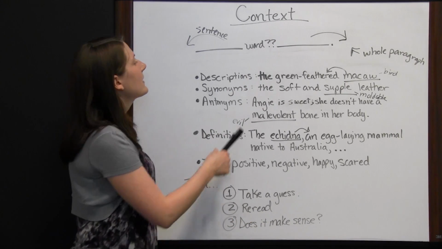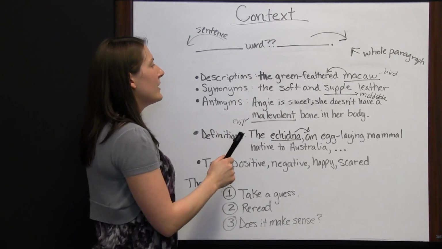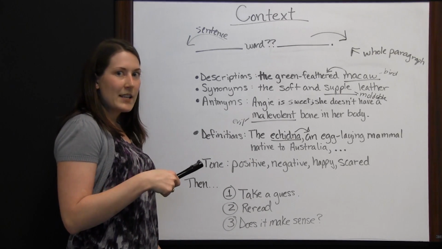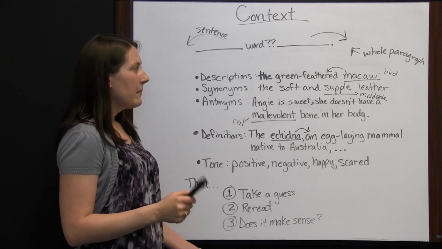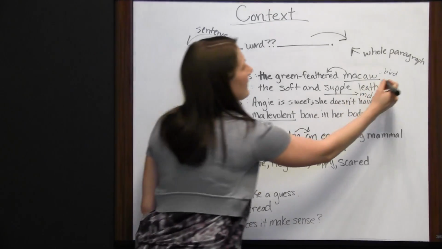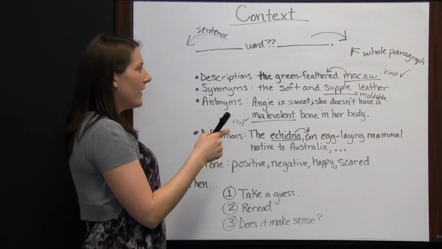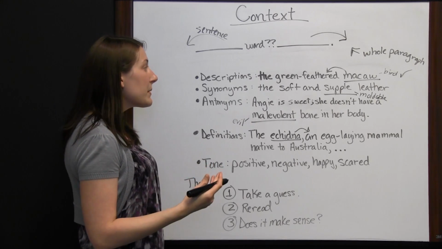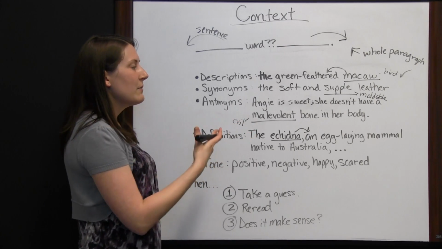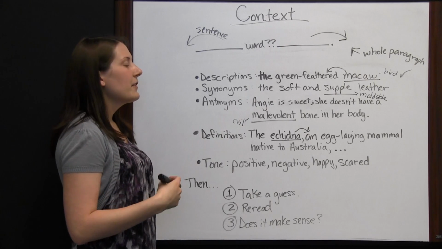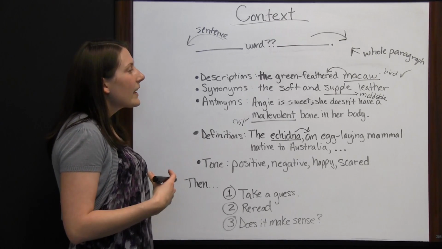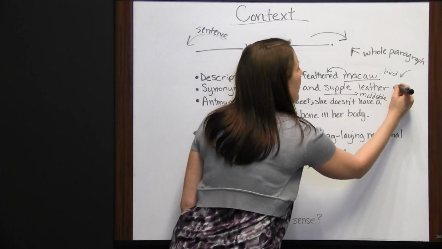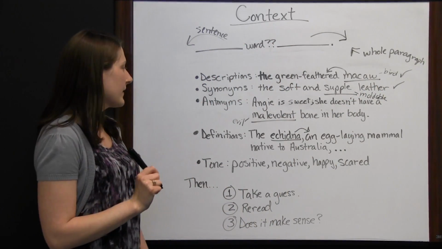does it make sense? So if we were to insert bird here, the green feathered bird, well, something that has feathers and we have bird after it, that makes sense, so that one would work. The soft and supple leather. So if we know it means something else soft, maybe moldable, we could say the soft and moldable leather, the soft and flexible leather. Any kind of word like that that you put in that was similar to soft would work. It would make sense in your sentence.